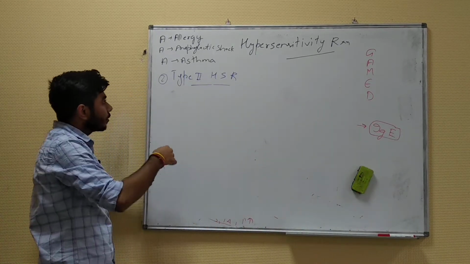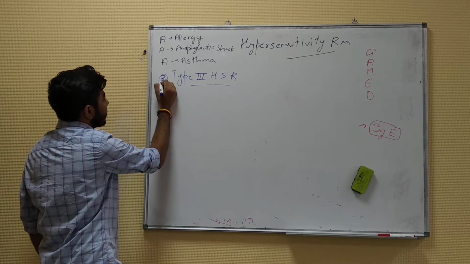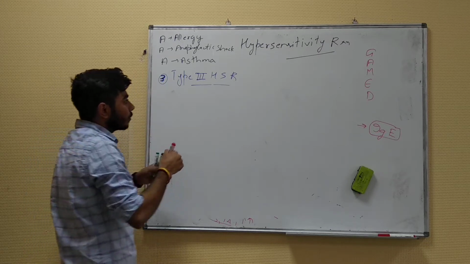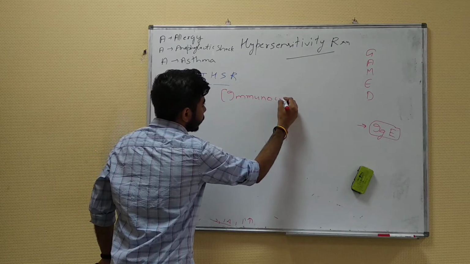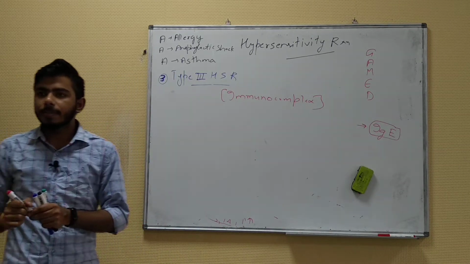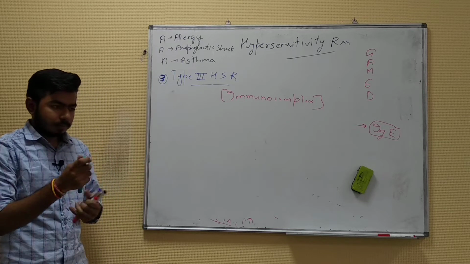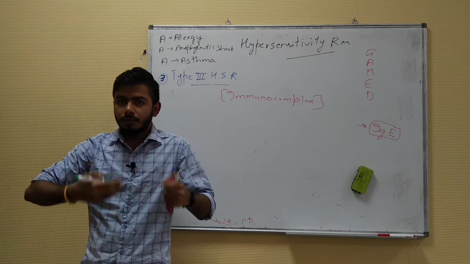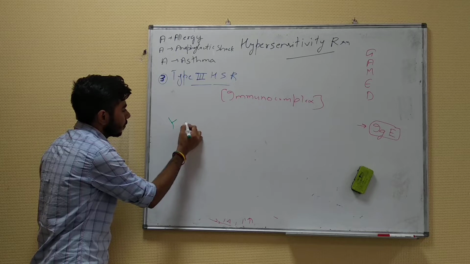So let's talk about the type 3 hypersensitivity reaction. It is regarding immune complex formation. And what is the immune complex? It means there is binding of antigen with the antibody or immunoglobulin, right? So what will happen? There is formation of autoantibodies inside your blood vessel. These autoantibodies, let's say these are the autoantibodies.